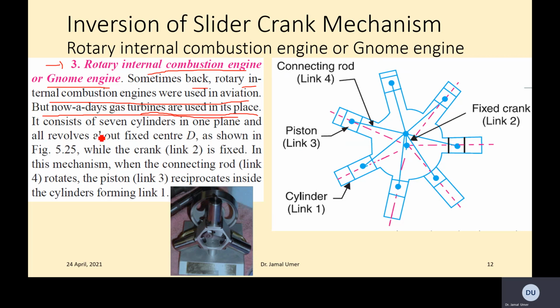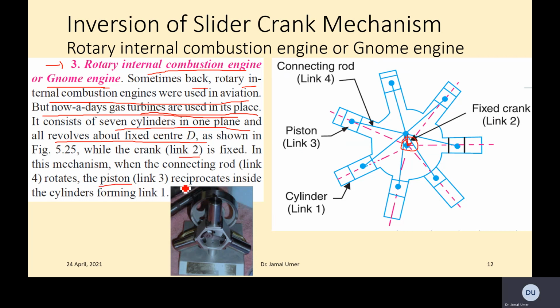So it consists of seven cylinders in one plane, and all revolve about the fixed center D. So this is the fixed center D. They all revolve around this one as shown in the figure, while the crank link 2, this little bar here, is the crank. This is basically rotating around this fixed center.